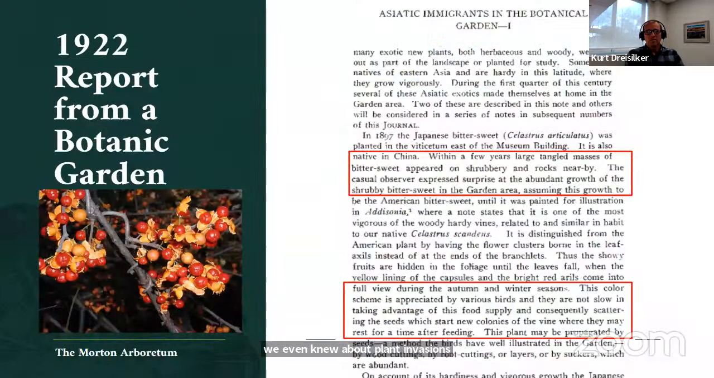Here's a report from a different botanic garden in the United States, reporting an unusual situation that happened within their own garden. It's about this plant called Celastrus orbiculatus.